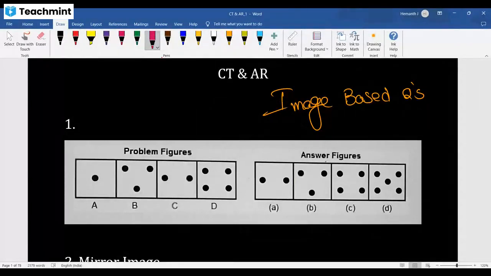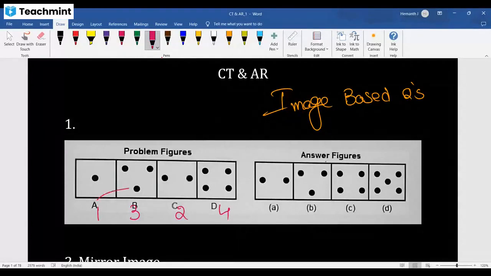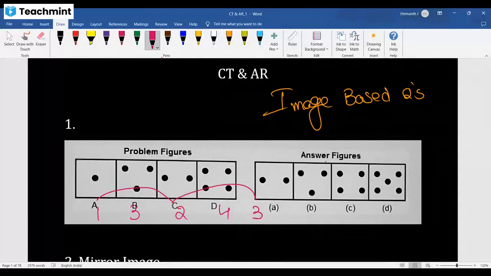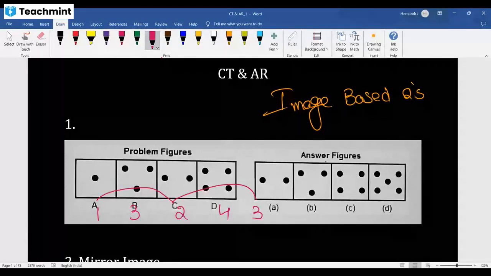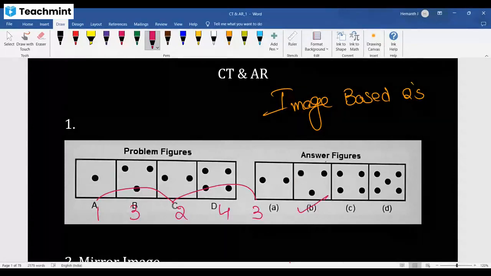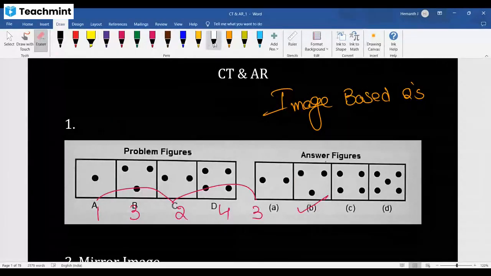Here you can see this is 1, 3, 2, 4. Alternately, it is going on a track, 1, 2. The next one should be 3. It's alternate way we have to go, 1, 2, and 3. So the answer should be option B. What is the next figure? This is a series related question.